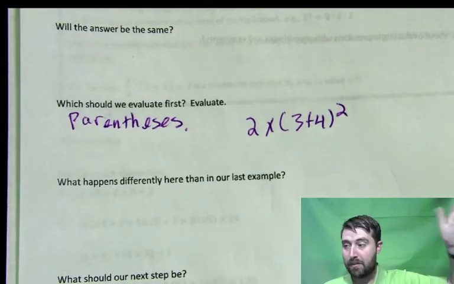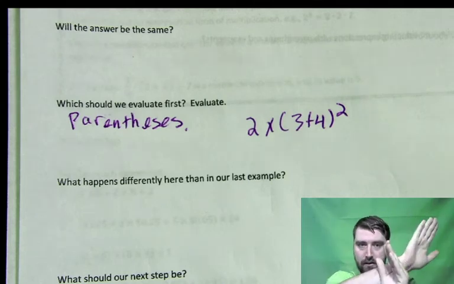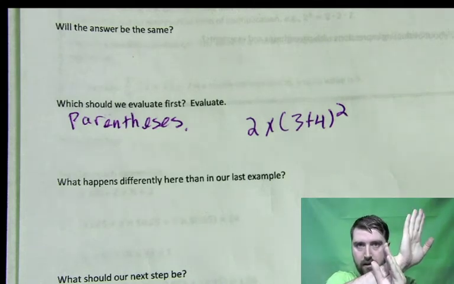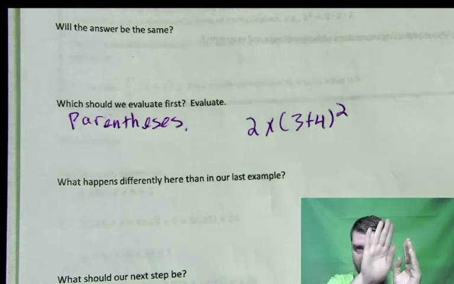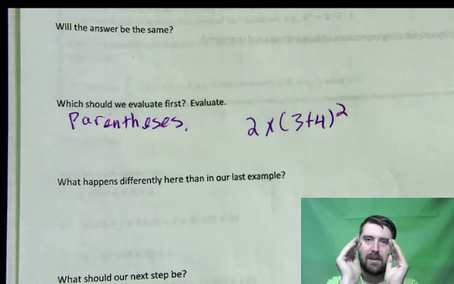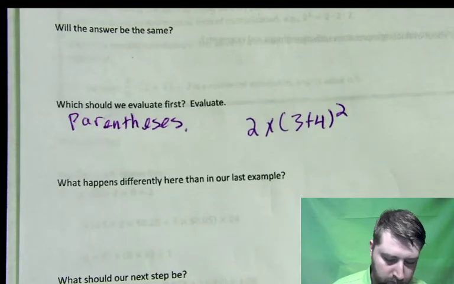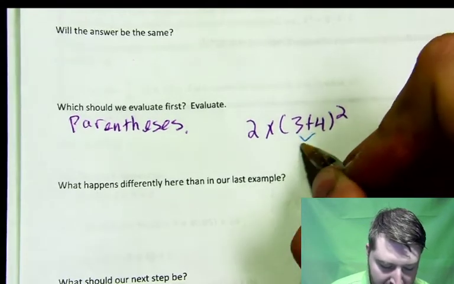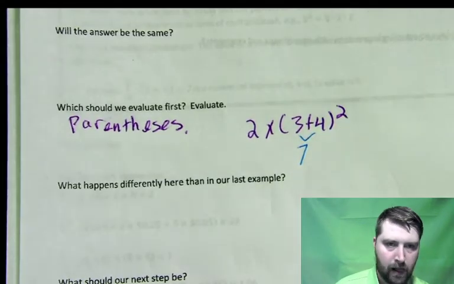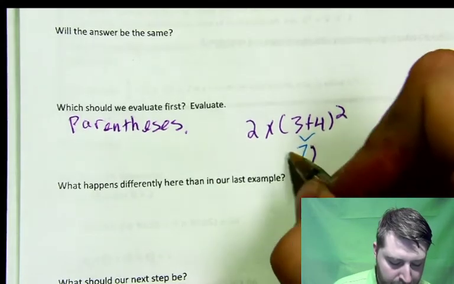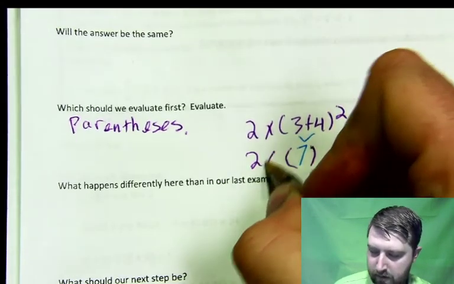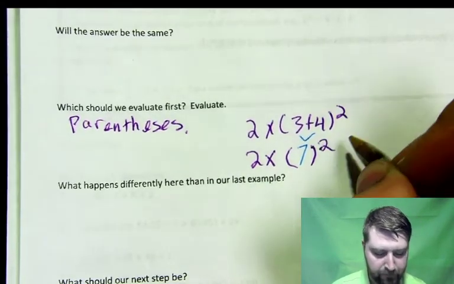The 2 is no longer in the parentheses. It's out here. Squared, second power, out here. Not in here, out here. So we've got to do what's in the parentheses first. 3 plus 4. 3 plus 4 is 7. So we now have 2 times 7 squared.